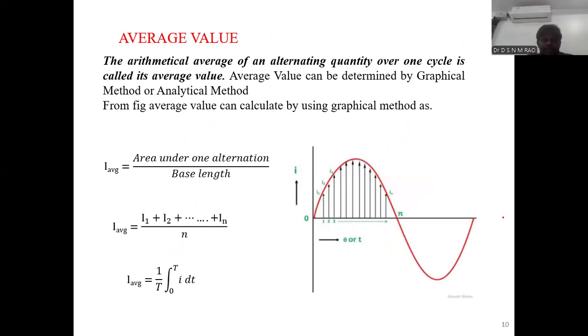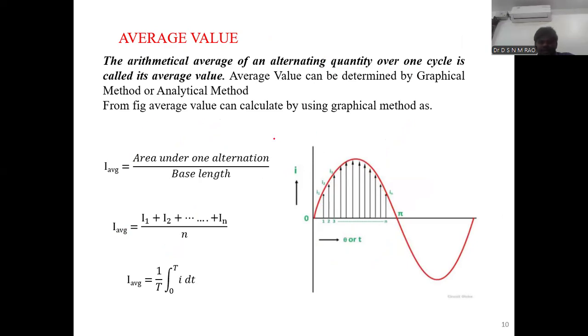Next one is average value. The arithmetical average of an alternating quantity over one cycle is called average value. The arithmetic average of all instantaneous values of an alternating quantity, either voltage or current, over one cycle is called average value. So average value can be calculated by either the graphical method or the analytical method.